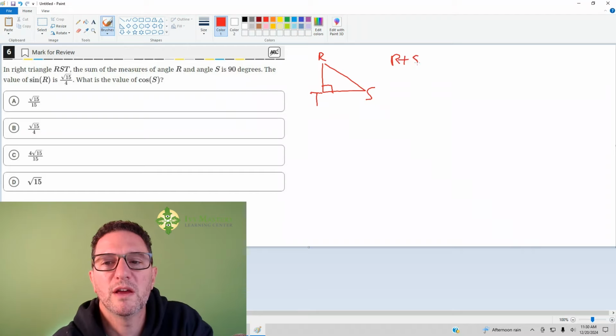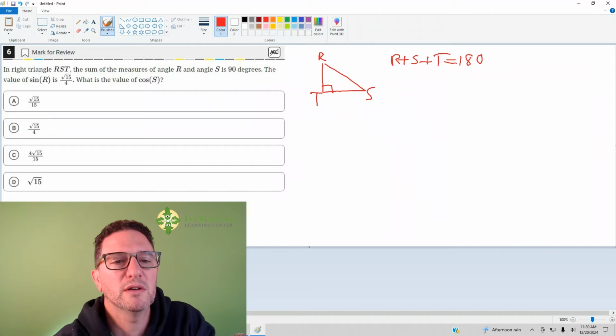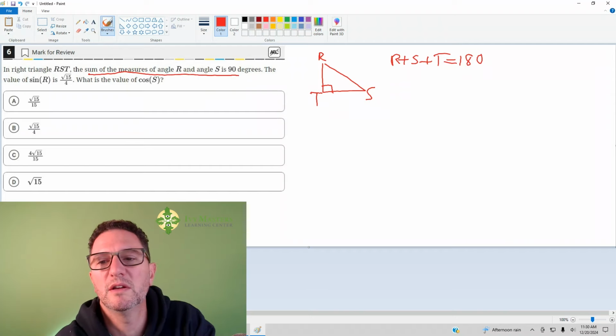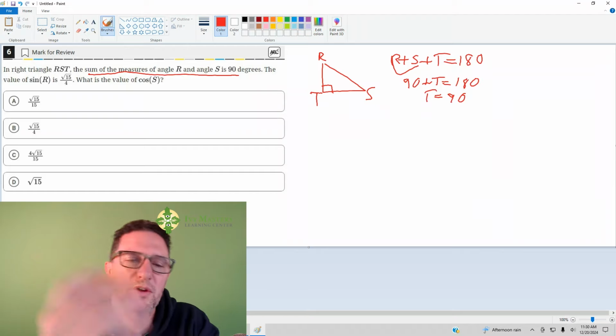R plus S plus T equals 180 degrees in every triangle. And then it says the sum of the measures of R and S is 90. So now we've got 90 plus T equals 180. And if you subtract that 90 from both sides, you get T equals 90. Okay, so there you have it.